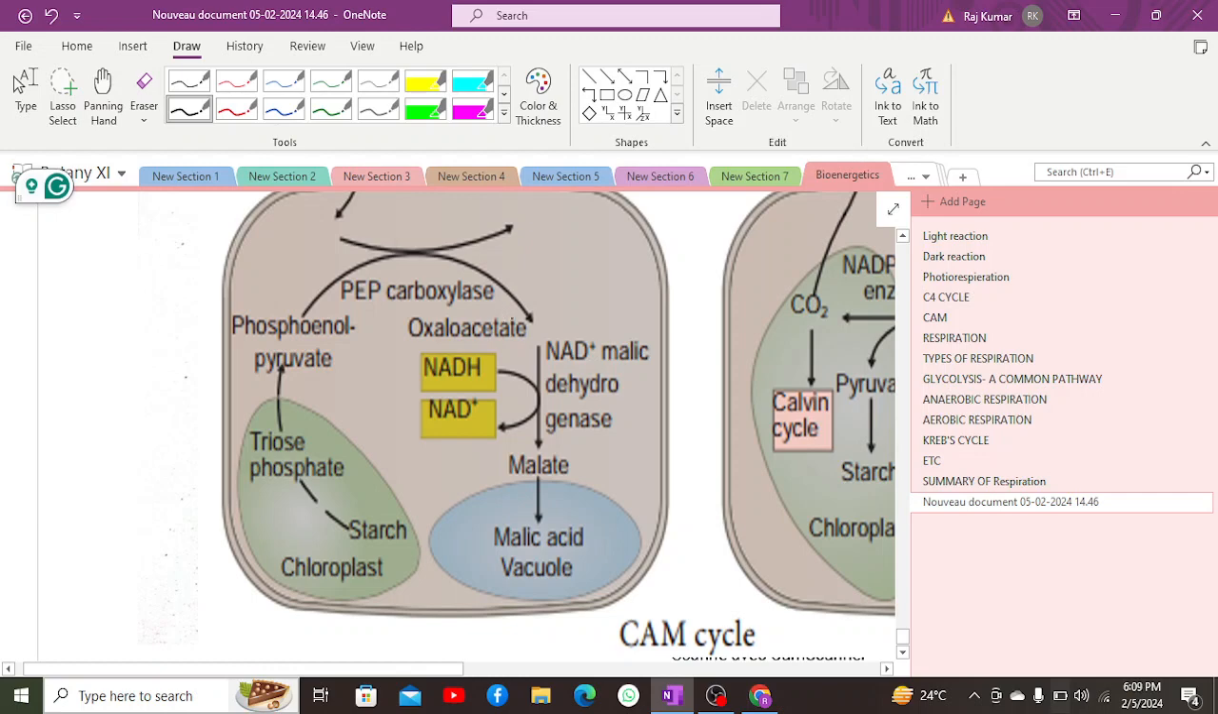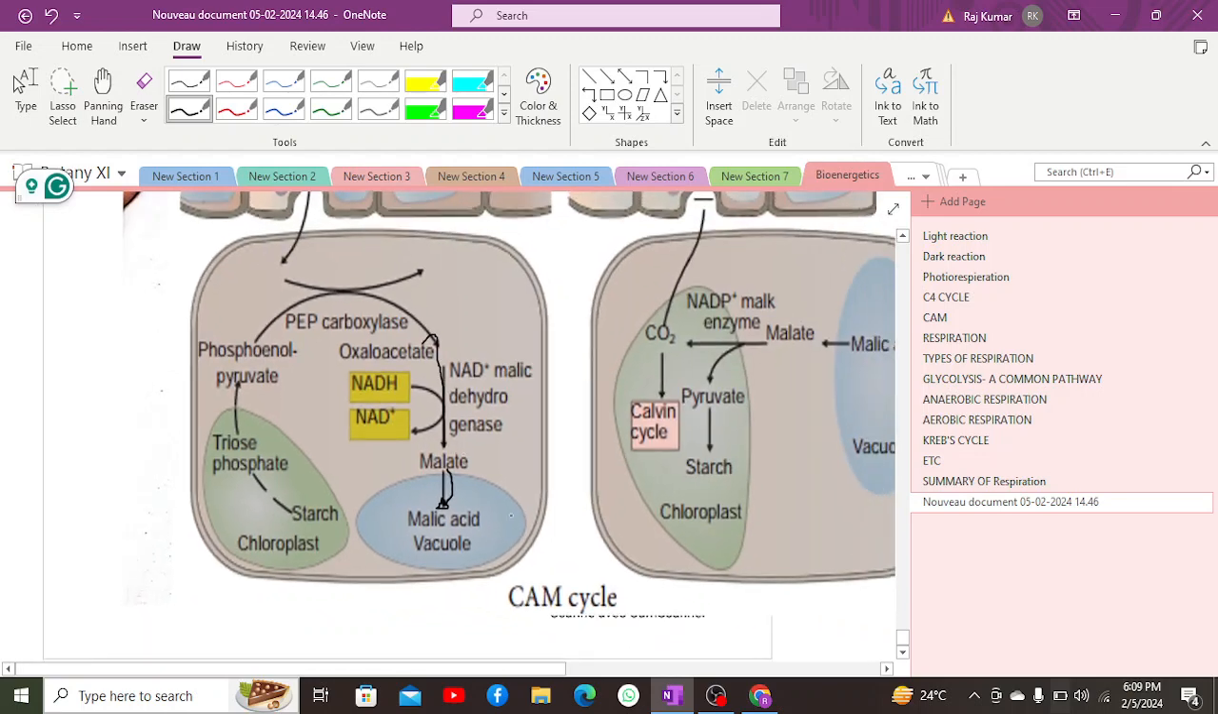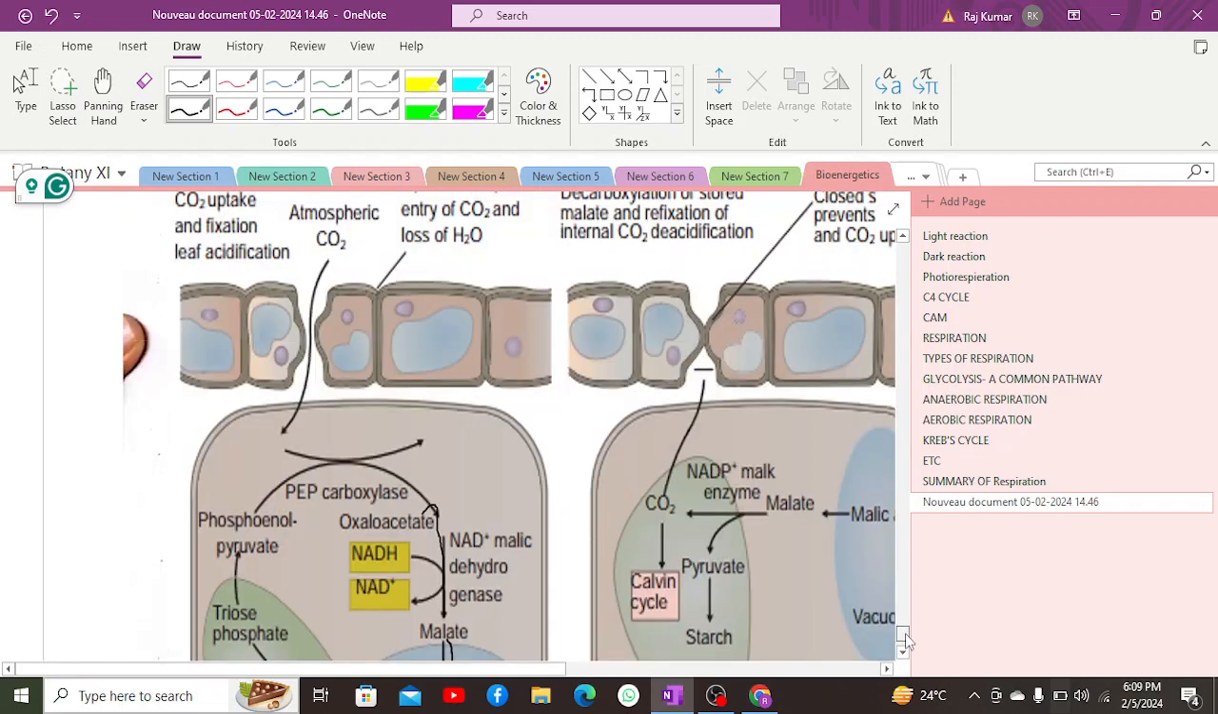Now oxaloacetate is further converted into malate using the enzyme malate dehydrogenase, in which there is a requirement of one NADH molecule. And once malate is formed, it is stored in a vacuole which is known as the malic acid vacuole. This is the process which occurs during the night time.